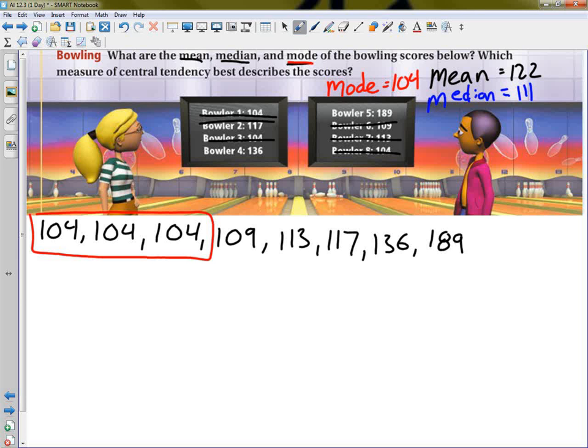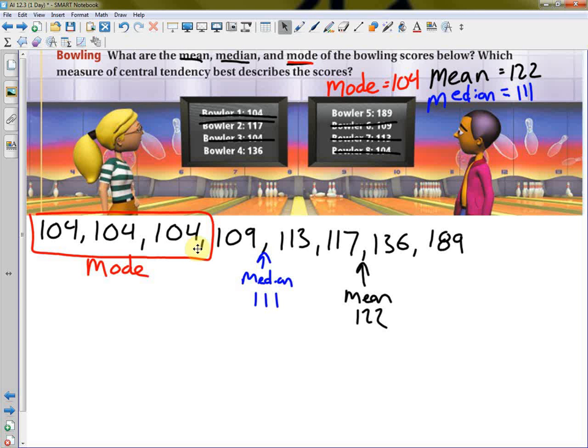So let's plug those in, right? So I have mode here. I have my median here, and my mean is here. My mean was 122, and my median was 111.